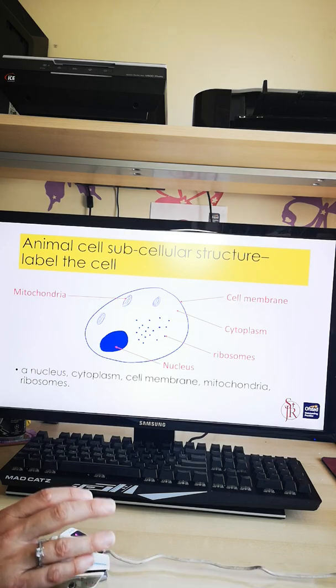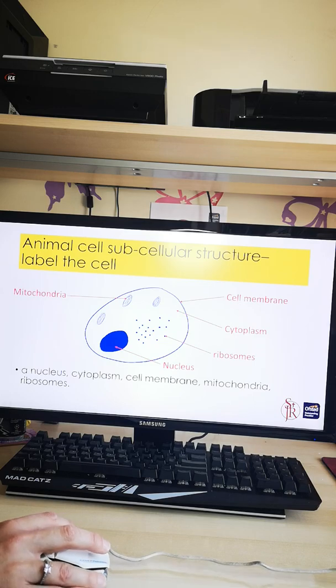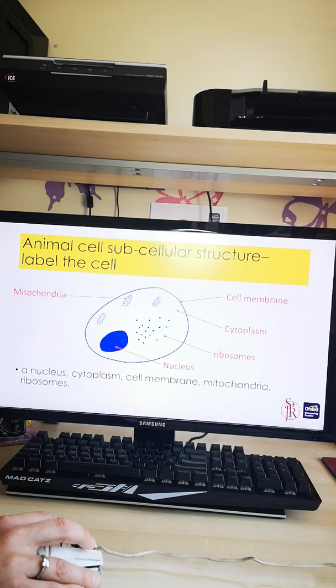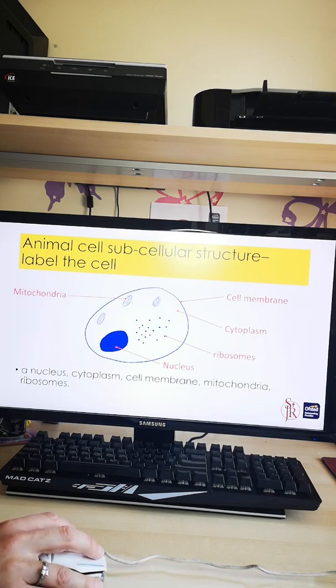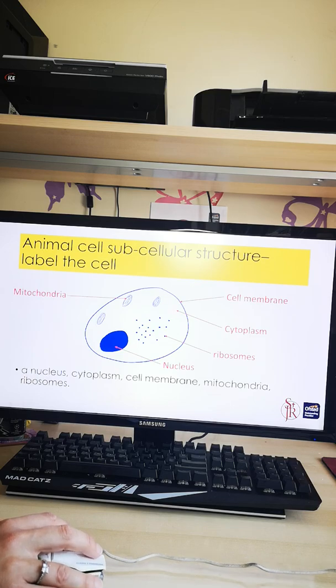So think about the cell membrane. What's its function? Well, we would say the function is to control the movement of molecules into and out of this animal cell. What about the cytoplasm? What's the role of the cytoplasm in the cell? Well, it's the site of chemical reactions within the cell.